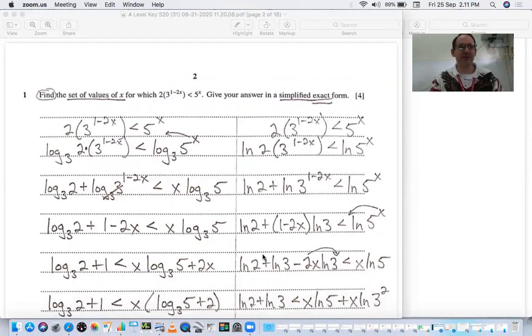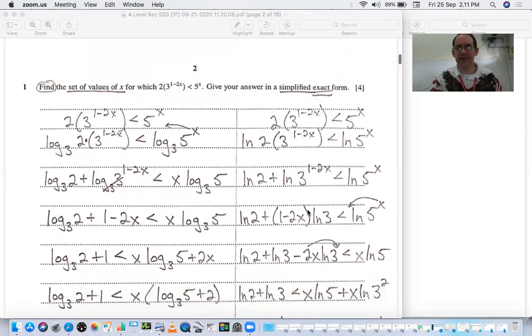Find the set of values of x for which 2 times 3 raised to the 1 minus 2x is less than 5x. And we need to find the set of values of x. Notice set of values means inequality. And give your answer in the simplified exact form. So when you see the word exact, make sure that you do not convert it to decimals. You need to leave it in pi or e or radicals, but do not change it to decimal form.